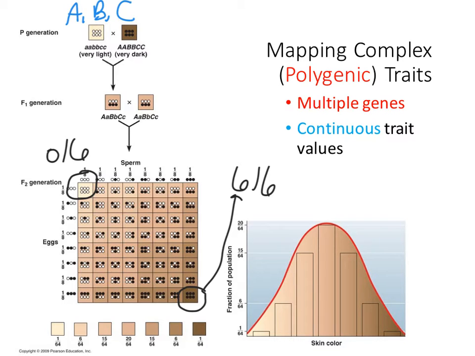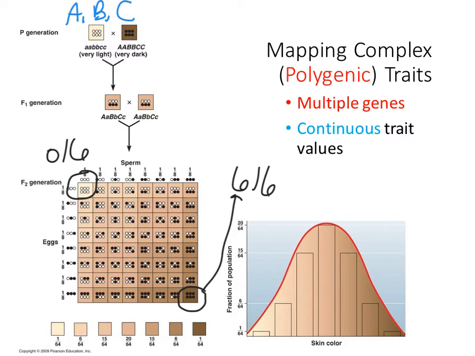So individuals that have, say, 6 out of 7, there are 15 out of 64 individuals that have 6 out of 7, 5 out of 7 rather, capital letters. So there's this continuous variation in the frequency and in the pigmentation that's produced, depending on how many capital letters you have in your genotype.